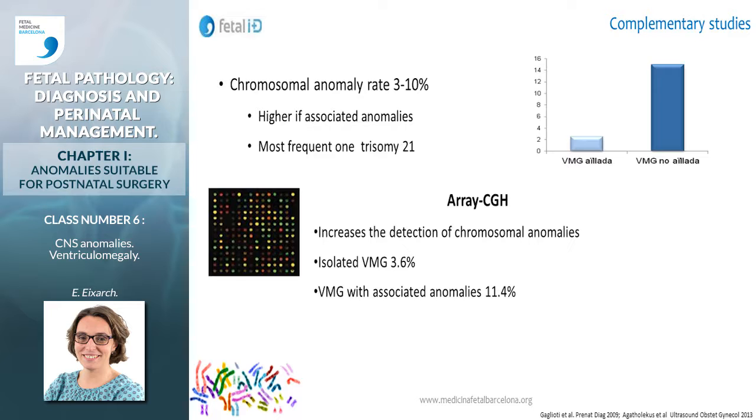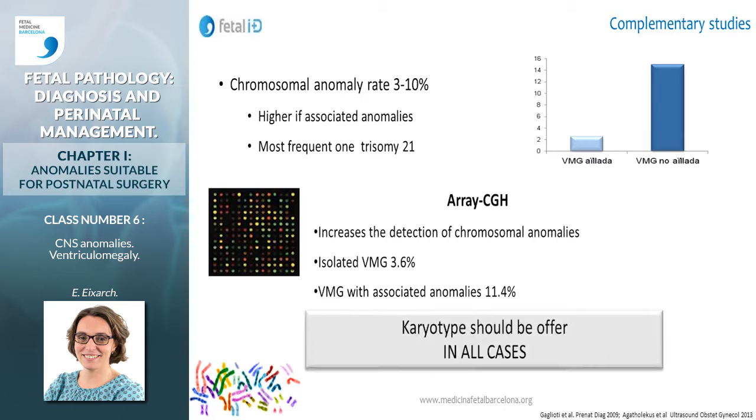We should know that the most frequent anomaly is trisomy 21, but it is not the only one, and in fact, since the array is being used, the rates of chromosomal associated anomalies have increased, being 3.6% in isolated ventriculomegalies and 11.4% in those cases of associated anomalies. Therefore, in all cases, being them mild, moderate, severe, or even isolated, we should offer a karyotype study, and the parents are the ones to decide whether they want to do it or not, but we should always offer it.